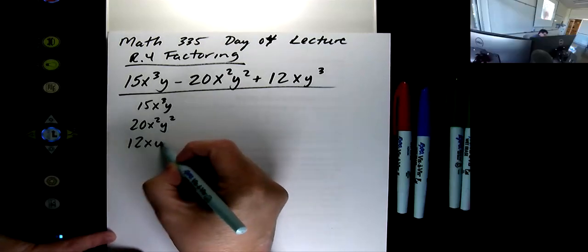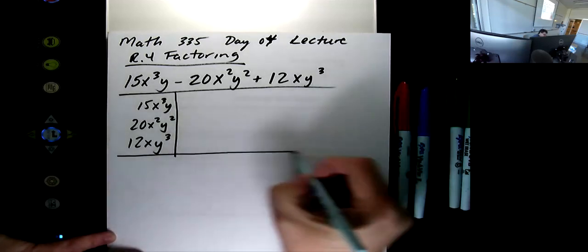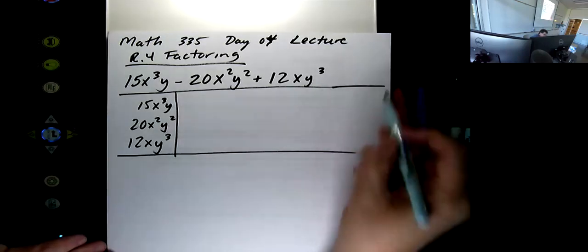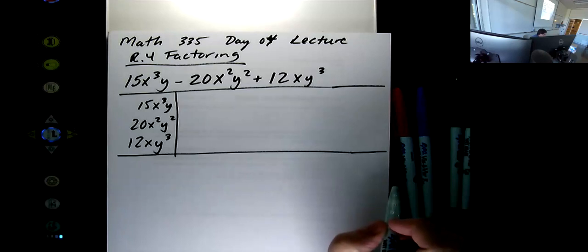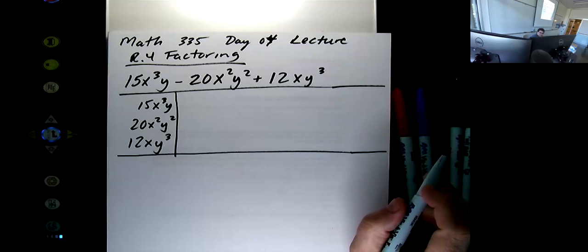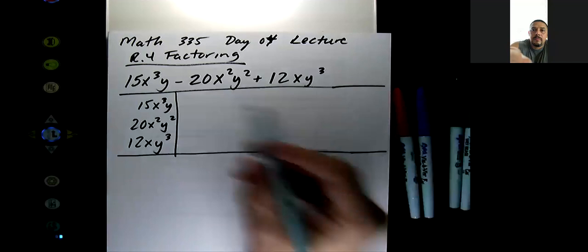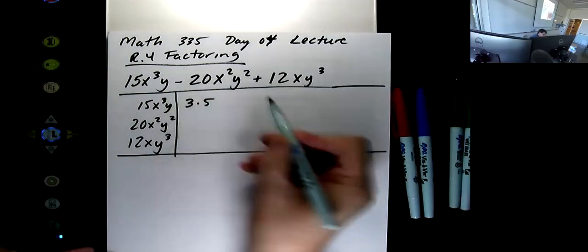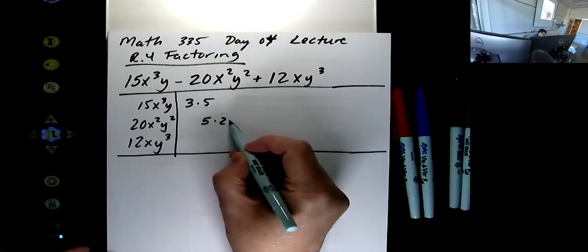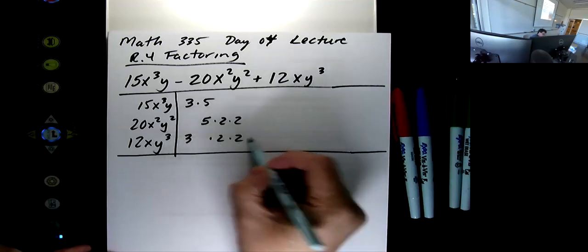In fact, let's go through and check it with the table. I'm going to show you guys LCD while we're doing greatest common factor. Because right now we're looking for a greatest common factor, but we need LCD later on, which is lowest common denominator. And this works for both, and if you see it a couple times, you're more likely going to nail it. So 15 is 3 times 5. 20 is 5 times 4, which is 2 times 2. And 12 is 3 times 4, which is 3 times 2 times 2.